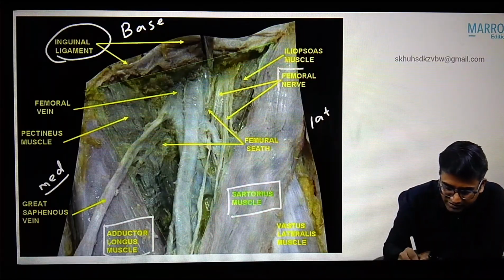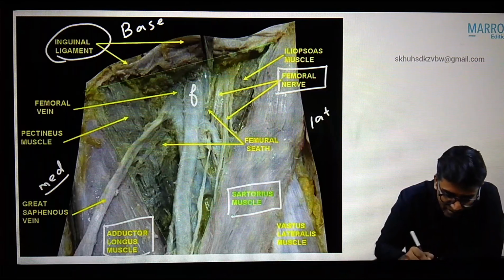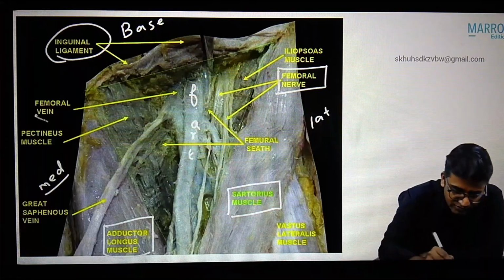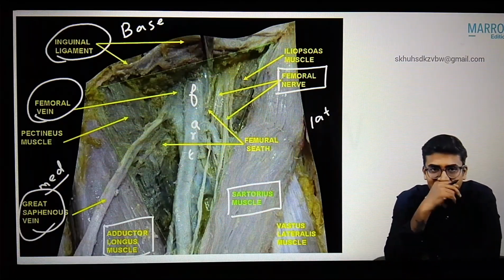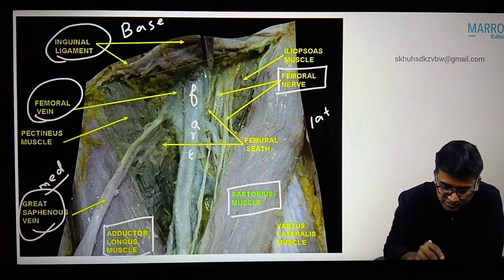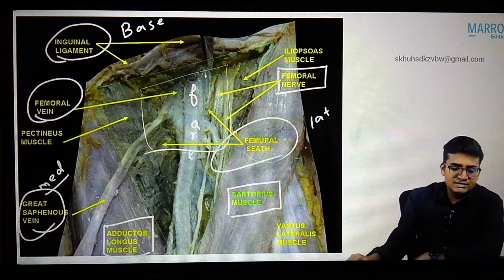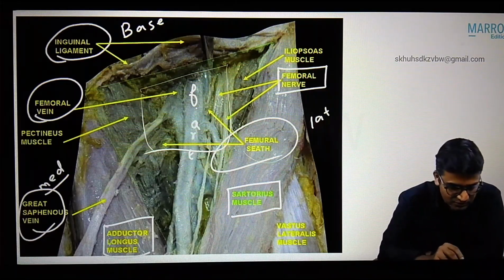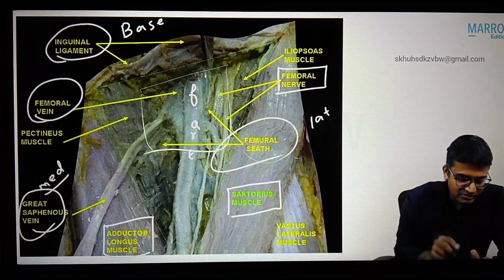Next to that we are seeing the femoral nerve. Medial to the femoral nerve, we have the femoral artery. Medial to the femoral artery, we are seeing the femoral vein, and the femoral vein is receiving the great saphenous vein. And medial to that, we have the deep inguinal nodes. Can you see some shining structure here? Yes, in front of that, that is the femoral sheath. So that's all about the femoral triangle contents, femoral sheath, femoral ring, boundaries.